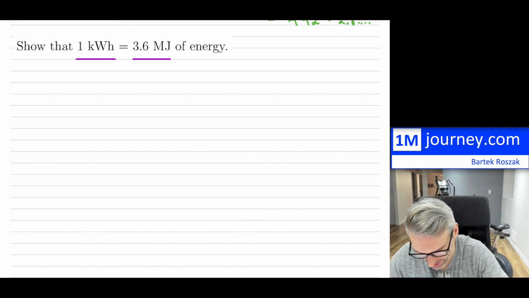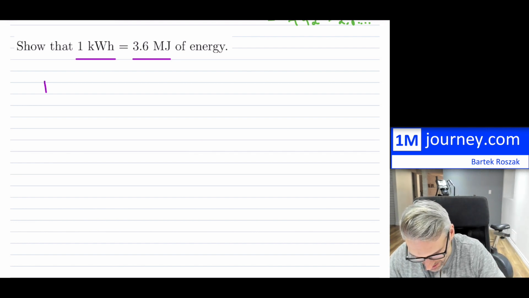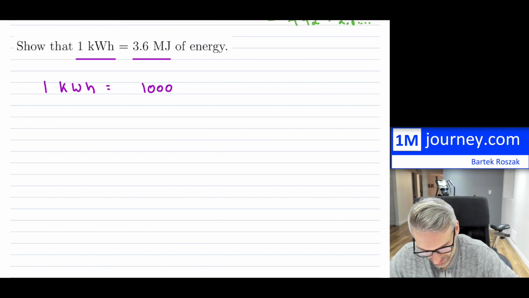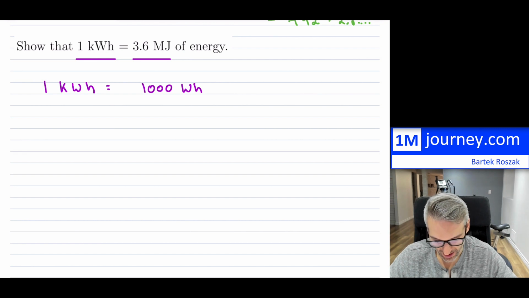So how would we show this? Well, let's write this down. 1 kilowatt hour. First of all, 1 kilo just means 1,000, right? So that's 1,000. This is going to be watt hours. So that's the first step that we have. So that's 1,000 right there.